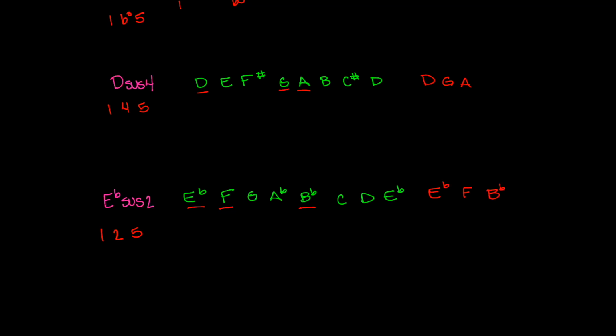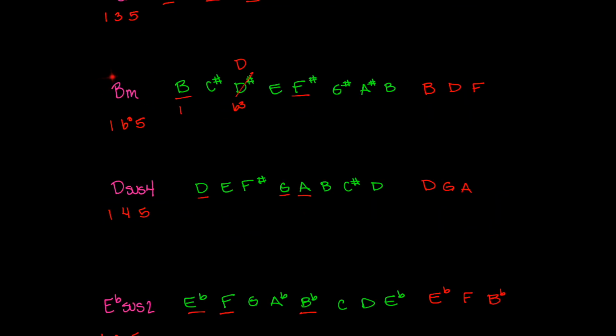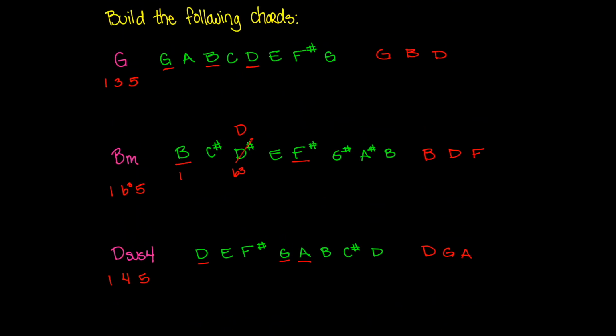That's basically how we build basic chords. You always start off by building the root scale. In this case, it was a D sus4 that we were trying to build, so I'm building a D major scale. It was an E flat sus2, so I'm building an E flat major. It was a B minor, so I'm building the B major scale. It was a G major, so I'm building a G major scale. You always want to match the scale to the root note of what you're trying to build.